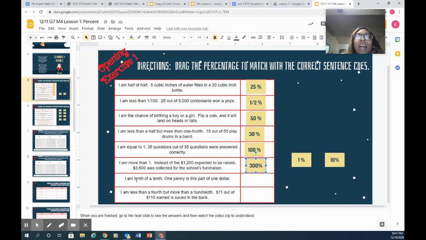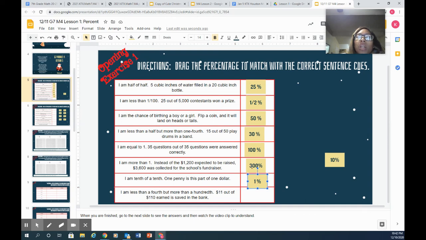The next one is, I am a 10th of a tenth. 1 penny is this part of $1. So a 10th of a tenth, if we divide 10 by 10, we get 1. So we're talking about a 10th divided by a 10th. That would be 1%, which is represented as 1% right there, okay?